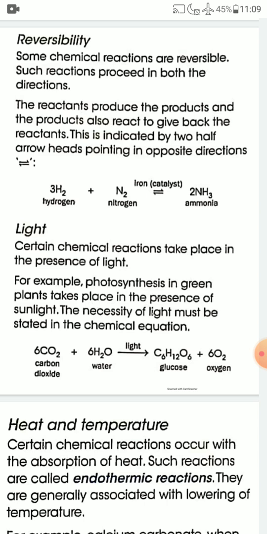For example, the process of manufacturing ammonia from hydrogen and nitrogen gas is a reversible reaction. That's why you have to represent the equation using two half arrows instead of a single arrow, because the formation of ammonia from hydrogen and nitrogen gas is a reversible reaction.